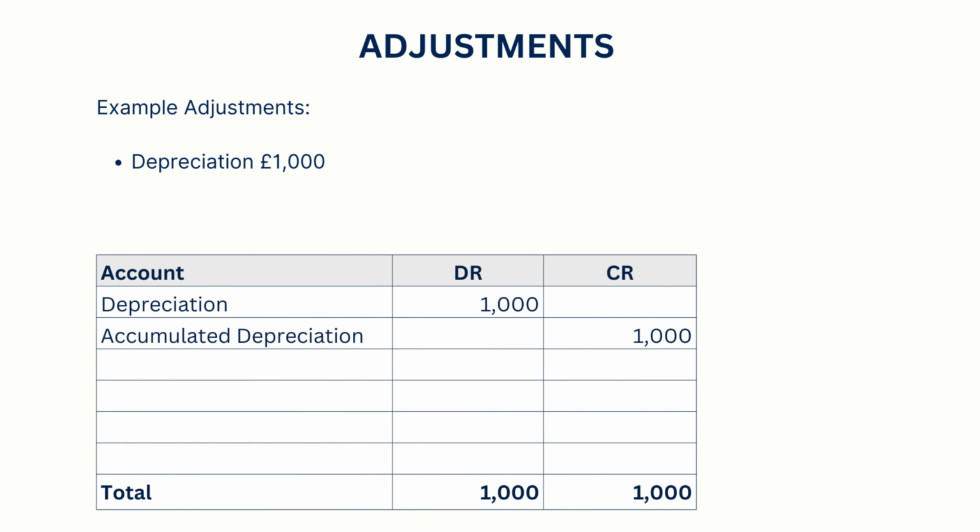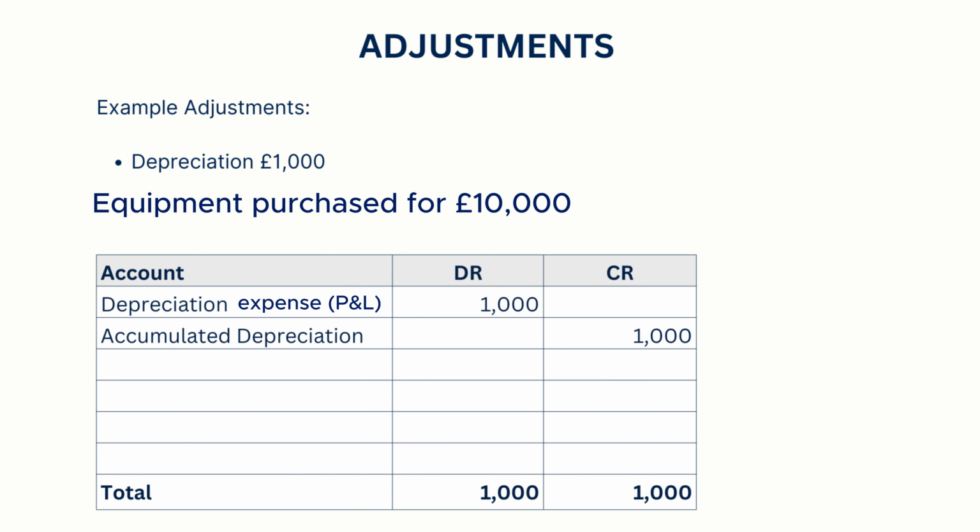First, depreciation. The equipment purchased for £10,000 loses value as it is used, so we recognize £1,000 depreciation expense. The journal entry is debit depreciation expense and credit accumulated depreciation. This spreads the cost of the asset over its useful life.